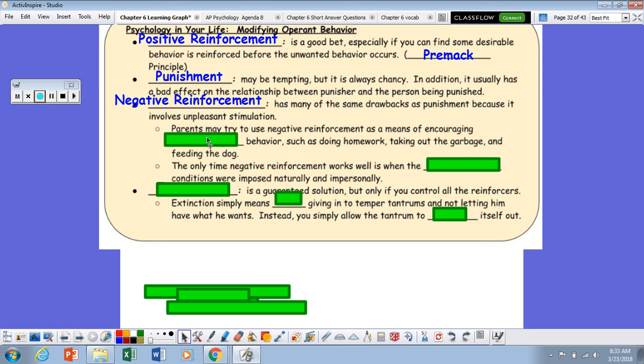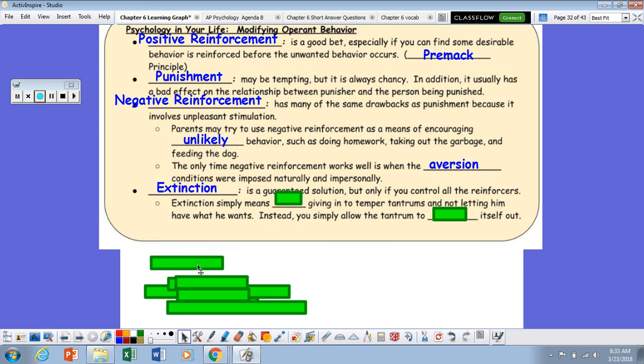Parents may try to use negative reinforcement as a means of encouraging unlikely behaviors such as doing homework, taking out the garbage, maybe feeding the dog. The only time negative reinforcement really works well is when the aversive conditions were imposed naturally or impersonally. And then finally, extinction is a guaranteed solution only if you control all of the reinforcers. Extinction simply means not giving in to a temper tantrum and not letting him or her have what they want. It simply allows the tantrum to perhaps burn itself out.